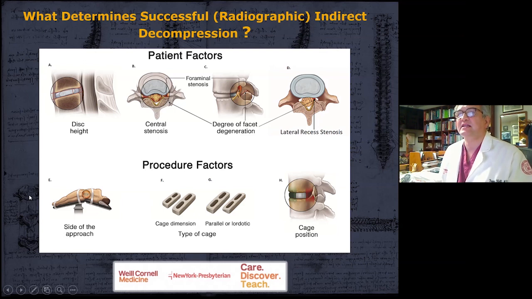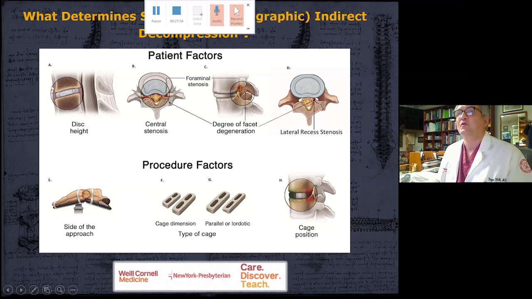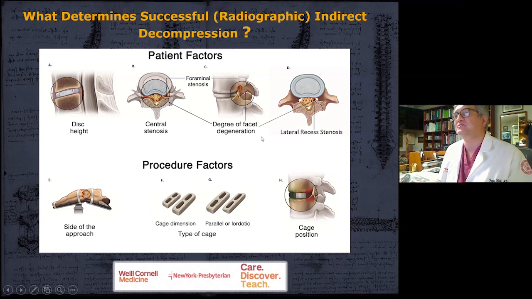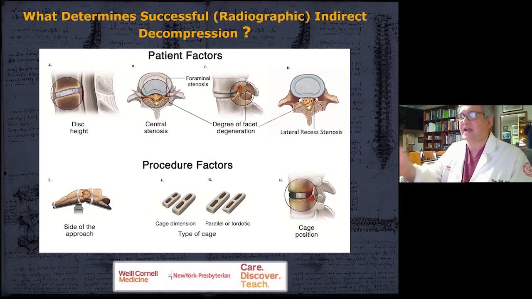So we looked at this in our own patients, but we also reviewed the literature. We looked at disc height, central stenosis, facet degeneration, lateral recess stenosis. We looked at the side of the approach, the cage dimension, and cage position, and tried to figure out, is there anything that we know before the surgery of these factors that will allow us to predict successful indirect decompression?